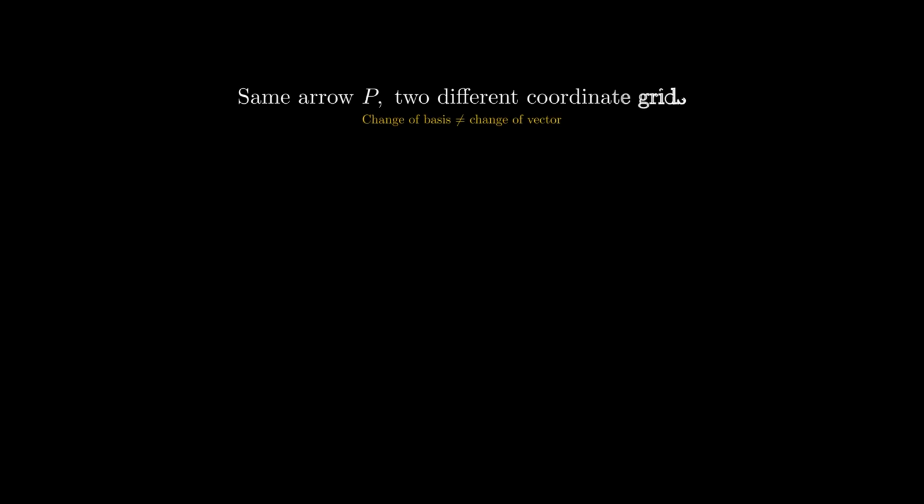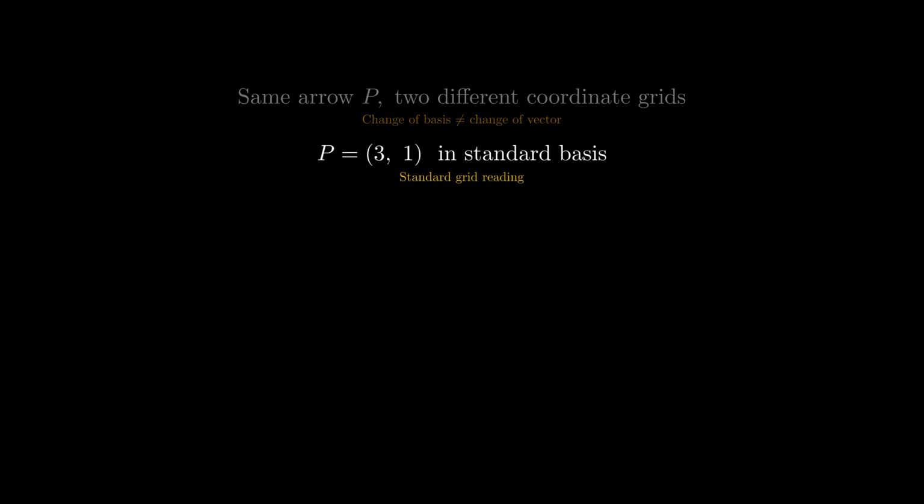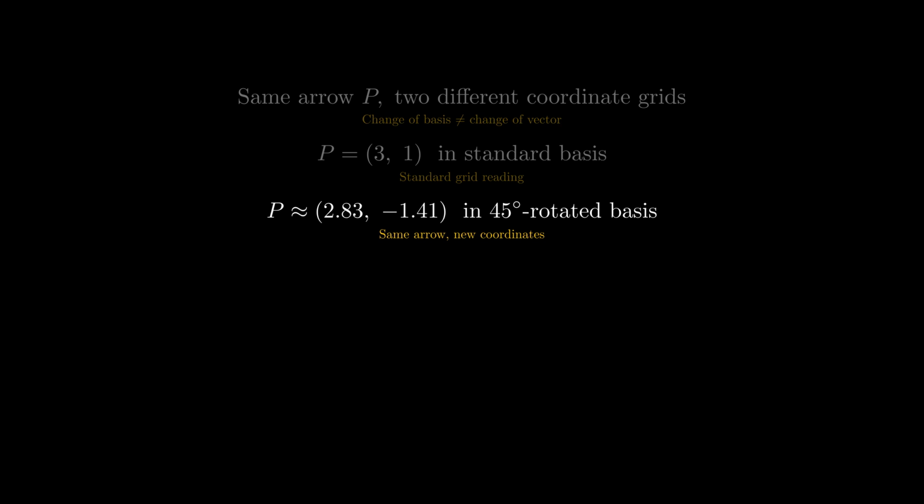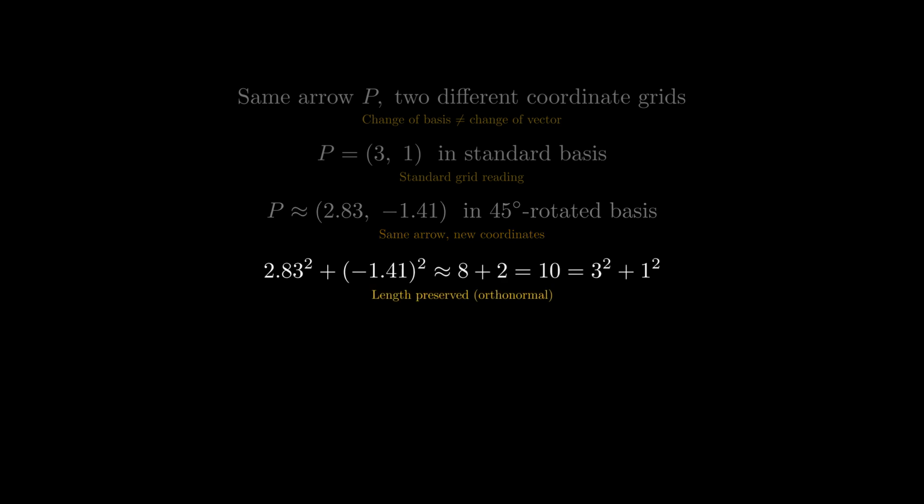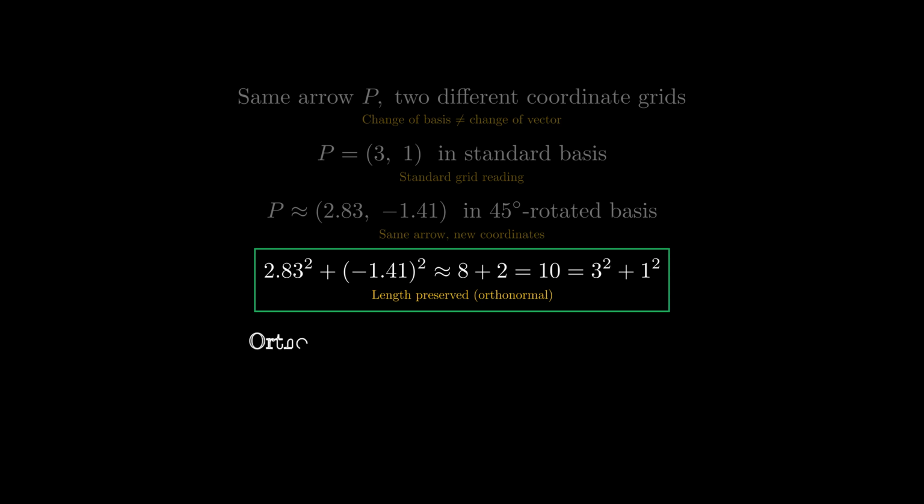One misconception worth killing. Changing basis does not change the vector itself. The signal P is the same arrow in space. We are only changing the coordinates we use to describe it. Same arrow, two different grids overlaid. On the standard grid, the arrow reads as 3 and 1. On a grid rotated by 45 degrees, the same arrow reads as about 2.83 and negative 1.41. Quick check, 2.83 squared plus 1.41 squared equals 8 plus 2, which is 10, exactly 3 squared plus 1 squared. The length is preserved, as it must be under an orthonormal change of basis.